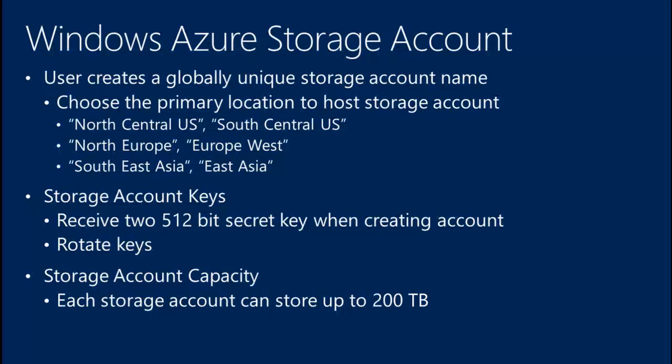So the first thing you'll do, once you have a subscription to Azure, is you'll go and you'll create a storage account. You create a globally unique storage account name. And so, for example, blobs would be your account name.blob.windows.core.net. If you don't want to use that URL, you can use DNS to route to there. You choose a primary location in one of these different regions that we discussed, and then you decide if you want georeplication or not. And then you receive 2 storage account keys.